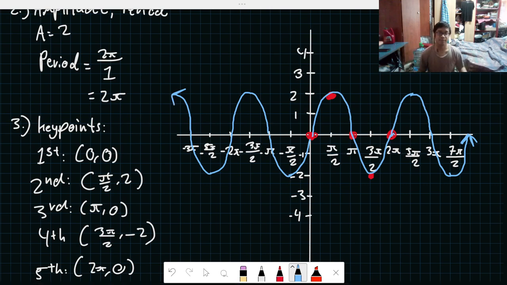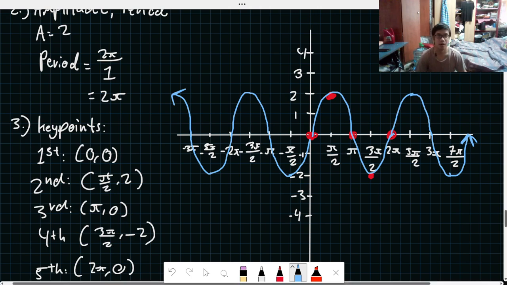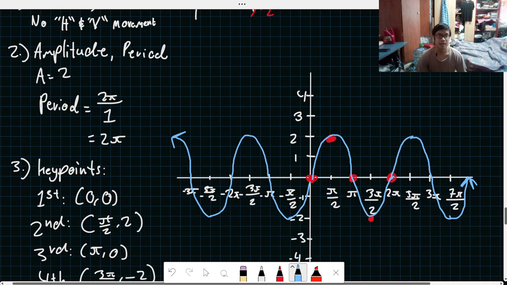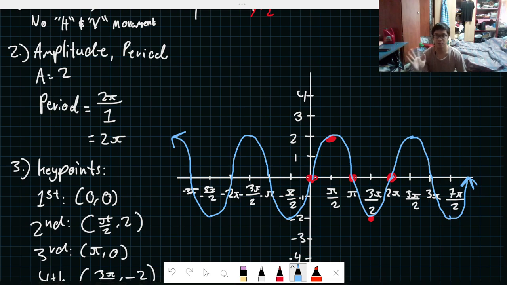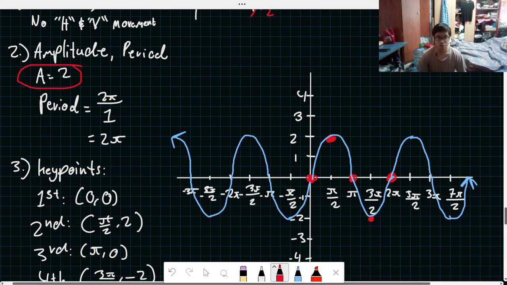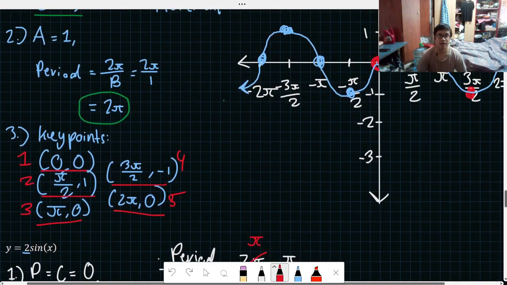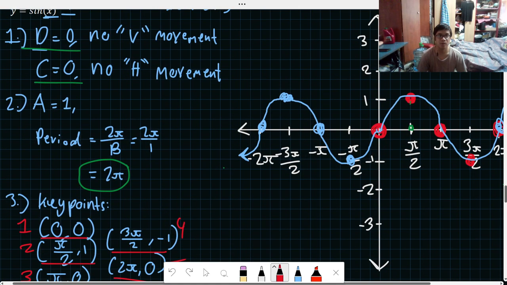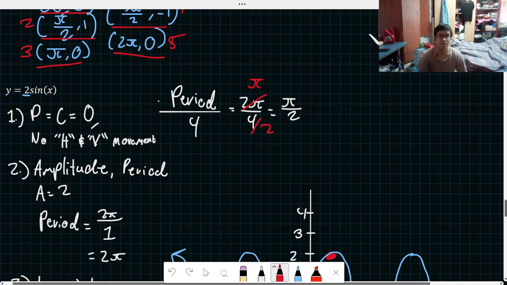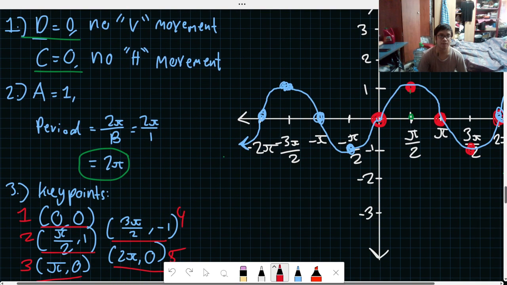And that's it. That is the graph of 2 sine x. All right? So remember, let's have some interpretation. When you have amplitude as 2, it implies that your graph stretches 2 units. Compare that to the previous graph we had, when we graph sine x. Look at the amplitude.